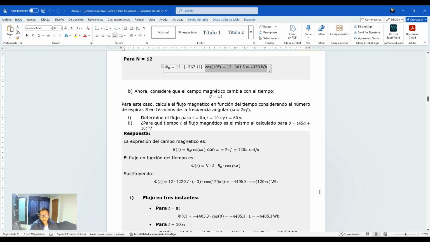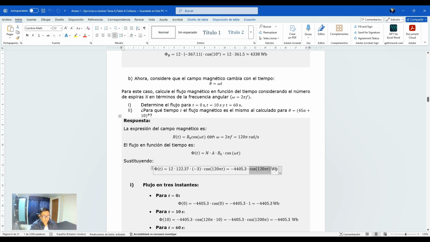The expression for magnetic flux as a function of time becomes phi of t equals 12 times 2.37 times negative 3 times cosine of 120 pi t. This simplifies to phi of t equals negative 4,405.3 times cosine of 120 pi t in Webers.